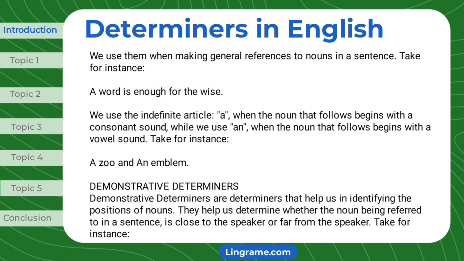We use the indefinite article, a, when the noun that follows begins with a consonant sound, while we use an, when the noun that follows begins with a vowel sound. Take for instance, a zoo, and an emblem. Demonstrative determiners. Demonstrative determiners are determiners that help us in identifying the positions of nouns. They help us determine whether the noun being referred to, in a sentence, is close to the speaker or far from the speaker. Take for instance, that channel.